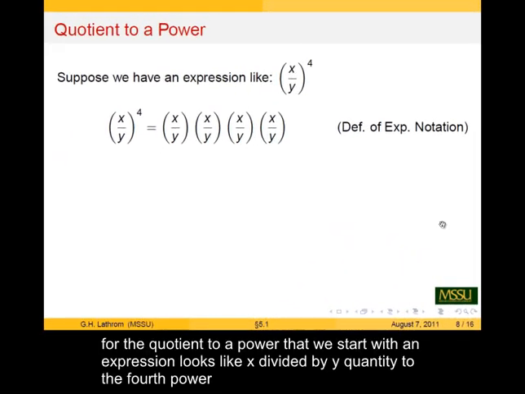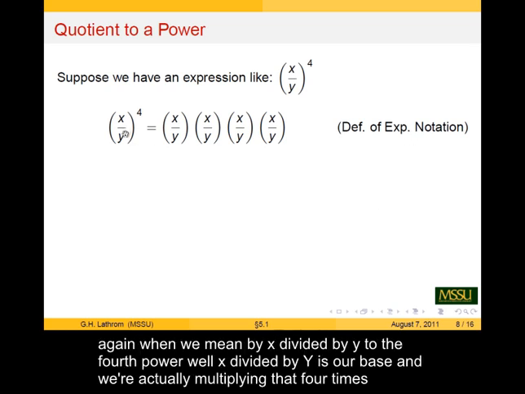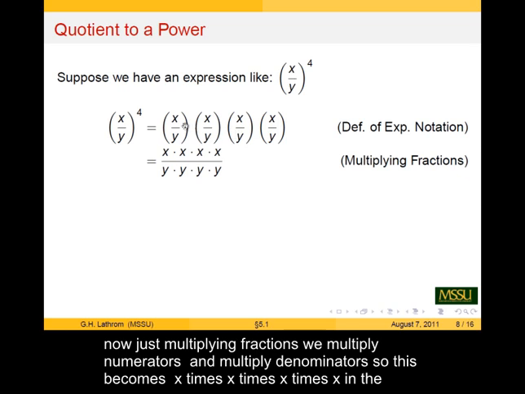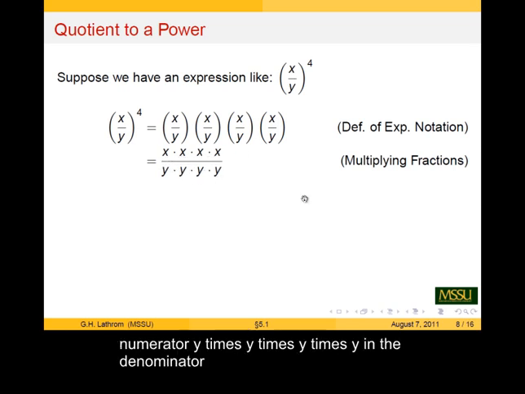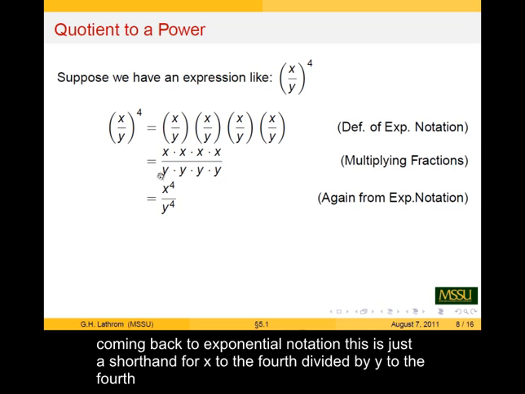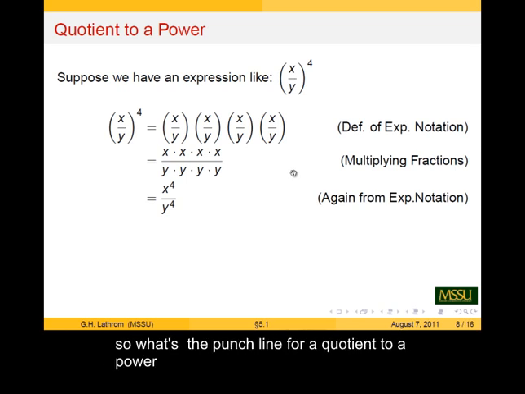For the quotient to a power, we start with an expression that looks like x divided by y, quantity to the fourth power. Again, what do we mean by x divided by y to the fourth power? Well, x divided by y is our base, and we're actually multiplying that four times. Now, just multiplying fractions, we multiply numerators, we multiply denominators. So this becomes x times x times x times x in the numerator, y times y times y times y in the denominator. Coming back to exponential notation, this is just a shorthand for x to the fourth divided by y to the fourth.